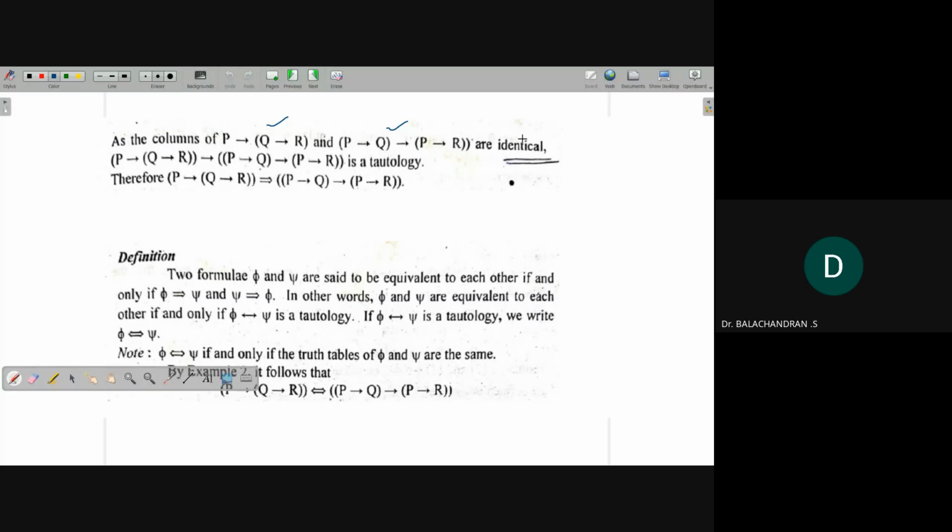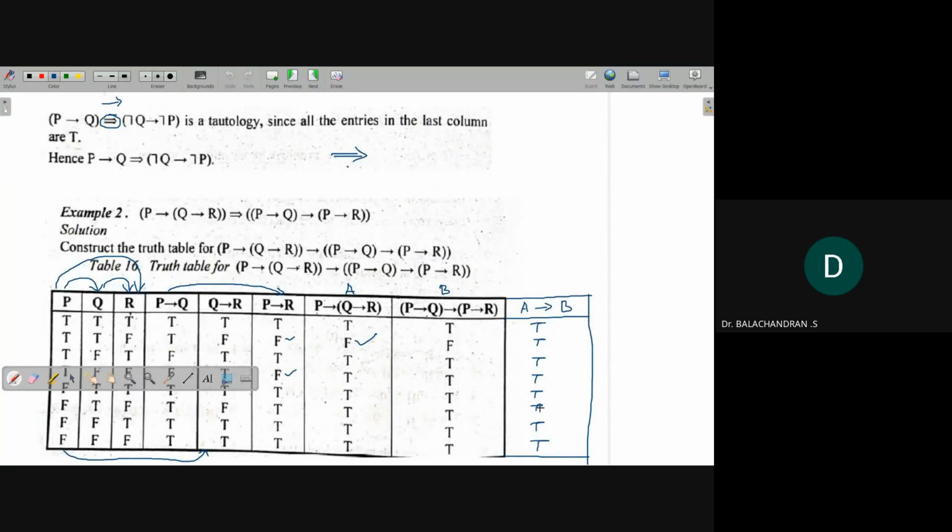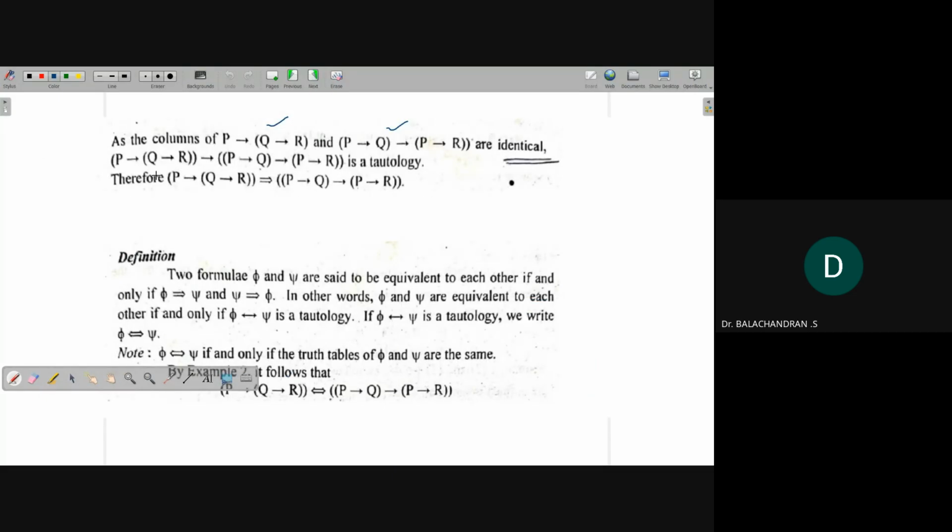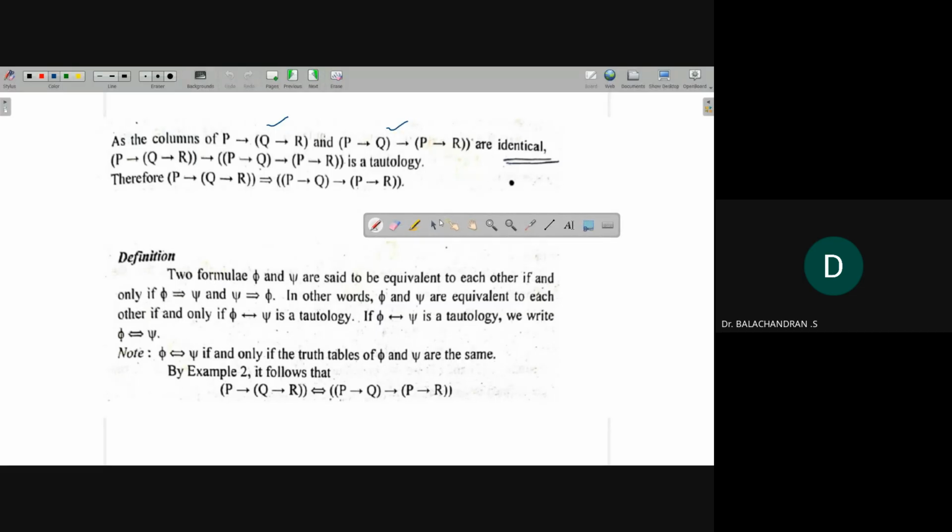You can write like this, or you can put one more column and do it that way. That is up to you. So finally, you can write that this expression tautologically implies this expression. So the concept of tautologically implies is over. Next, the last concept is equivalence. This is also depending upon tautology.